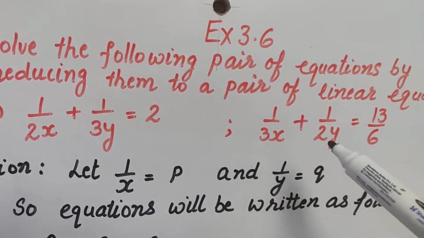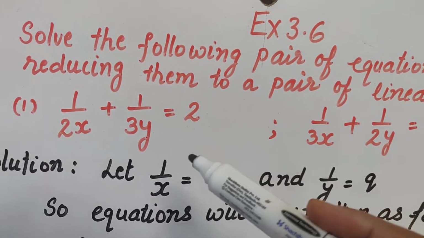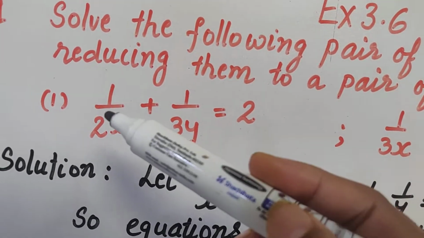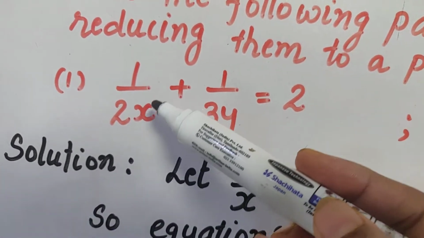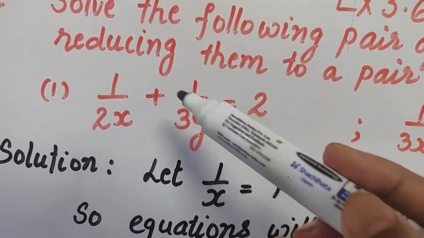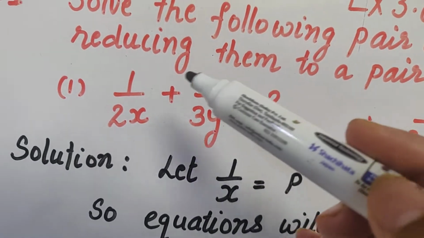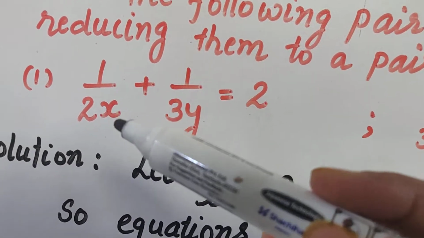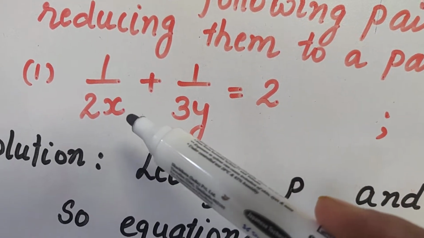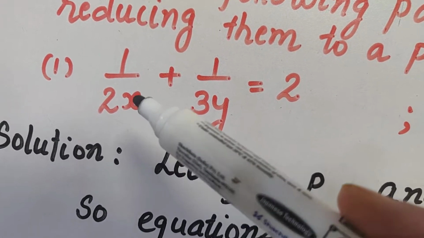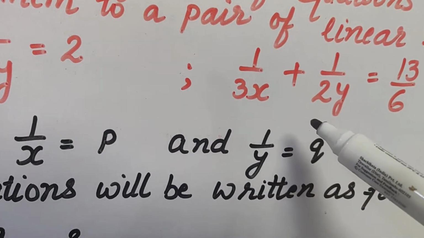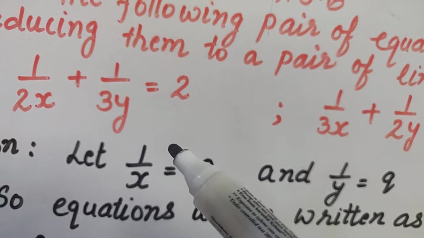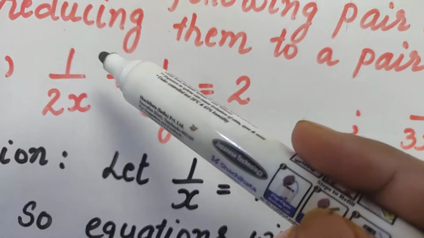Children, if you notice these two equations carefully, they are not linear equations right now. You will say why? Here also the power of x is 1 and the power of y is also 1. So this is a linear equation. Why is it not a linear equation? Children, when the x is in the denominator, then the power of x is not 1, it is minus 1. Same is the case here. So when the variable is in the denominator, it cannot be considered a linear equation. The variable has to be in the numerator.